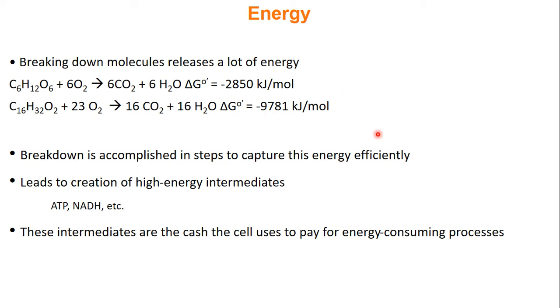Now, when we break down these molecules in the body, we want to capture this energy somehow. And we do this by having metabolism done in steps. Since metabolism is done in steps, we can capture this energy by making high energy intermediates such as ATP, NADH, etc. These intermediates can then be used by the cell as a certain type of cash or currency to pay for any energy consuming processes that the cell needs to do.